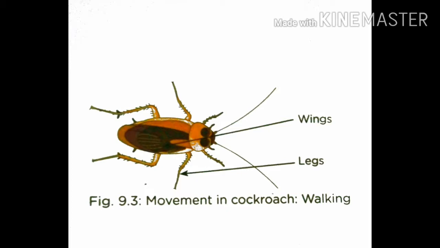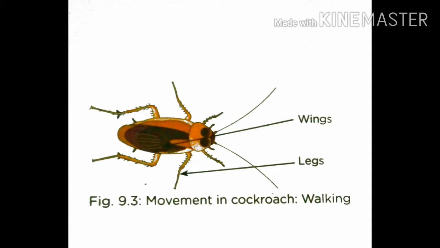This outer skeleton, or exoskeleton, is made of different units joined together and it helps in movement.